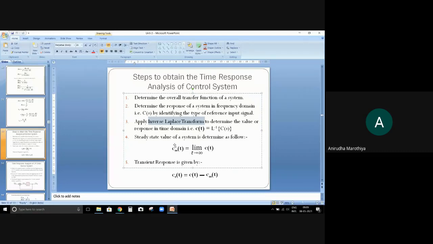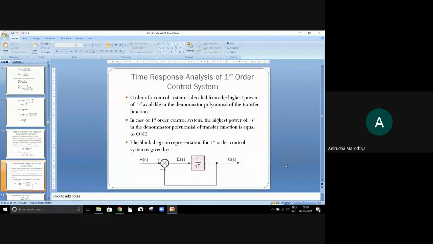So in step number 4, we can apply this mathematical formula to determine the value of steady state response from a given total response of a system. And then if you apply this, we can easily find out the transient response from the total, which is nothing but the total response minus steady state response. And then we apply the same logic in order to understand the time response analysis of first order control system.